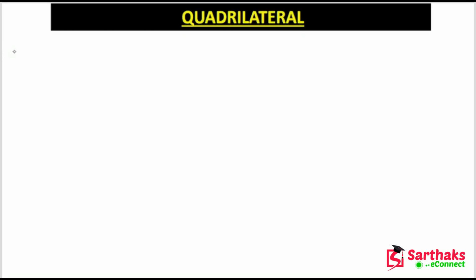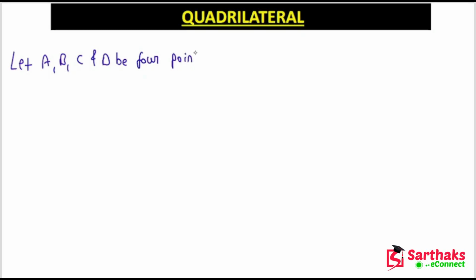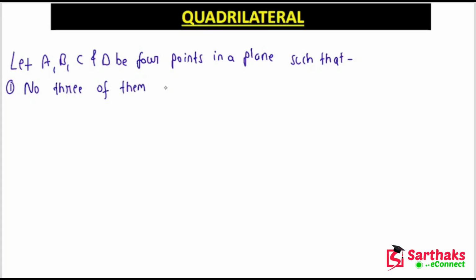So its definition says: let A, B, C and D be 4 points in a plane. Now these 4 points would become the 4 vertices of the quadrilateral, right? So what is the condition that these 4 points should satisfy? The first condition is that no 3 of them are collinear. That is, no 3 points should lie on the same line, otherwise it would become a triangle.